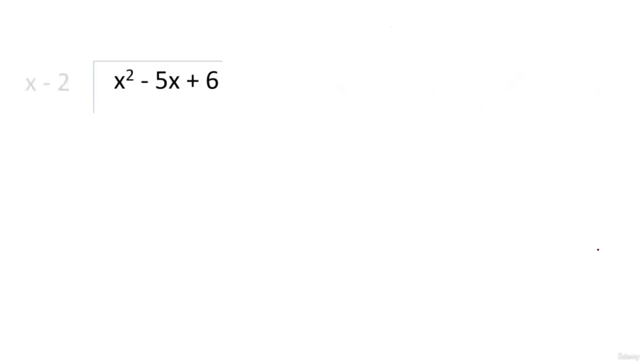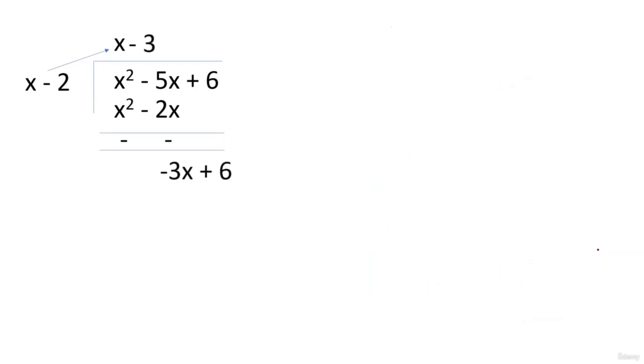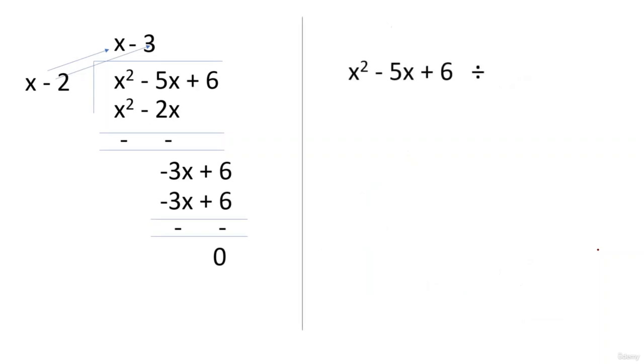Let's observe something. When I divide x square minus 5x plus 6 by x minus 2, I can multiply with x. I will get x square minus 2x. Subtract, I will get minus 3x plus 6. Multiply by minus 3, you will get minus 3x plus 6. Subtract, you get the remainder 0. If you observe carefully, we divided x square minus 5x plus 6 by x minus 2.